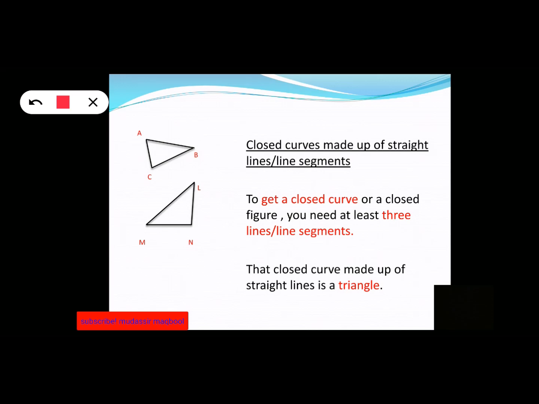As it can be seen in the figures, AB is a straight line segment, BC is a straight line segment, and AC is a straight line segment. And the three line segments are arranged in such a way that we are getting a closed loop. So this closed loop is the triangle, and the triangle is considered the least polygon. It marks the beginning of the polygons.